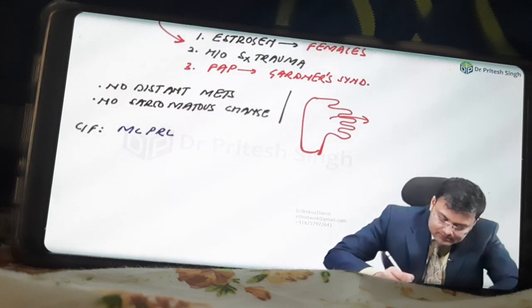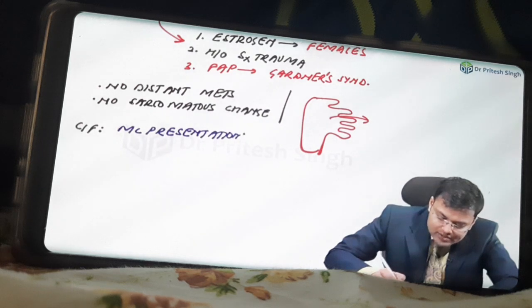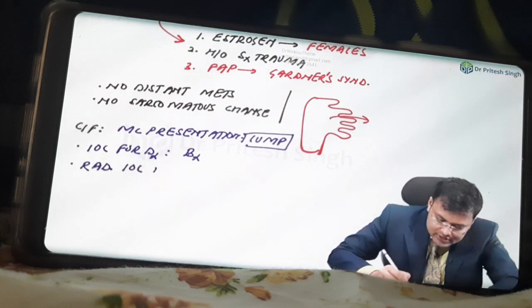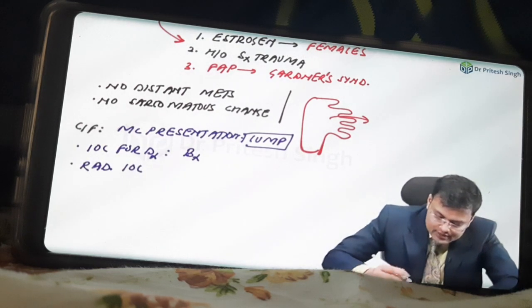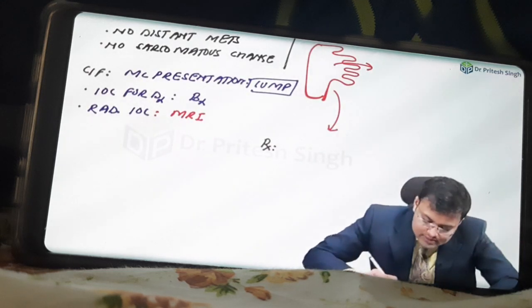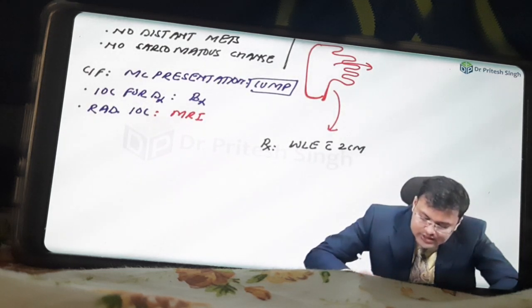What is the clinical presentation? Most common presentation is the painless lump. What is the investigation of choice for diagnosis? It's the biopsy. But be careful: radiological investigation of choice is MRI. And how are we going to manage, since it is going to infiltrate the surrounding muscle? Treatment: wide local excision with 2 cm margin.